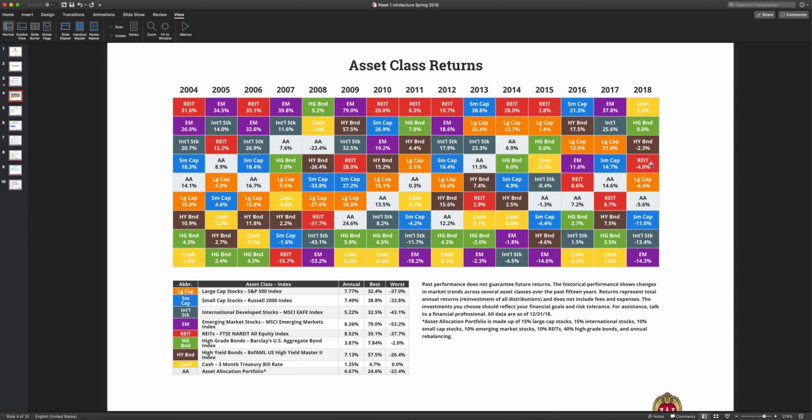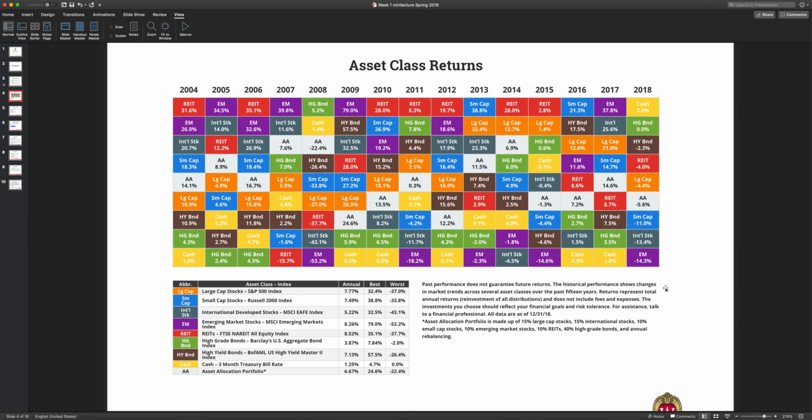And they lost 4% last year. Large cap stocks, minus 4.4%. And then that 60-40 portfolio, which is sort of blending all of these together in a special sauce of 60% stocks, 40% bonds, that would have lost 5.6%. Small cap stocks lost 11%. International stock lost 13.4%. And emerging markets lost 14.3%.